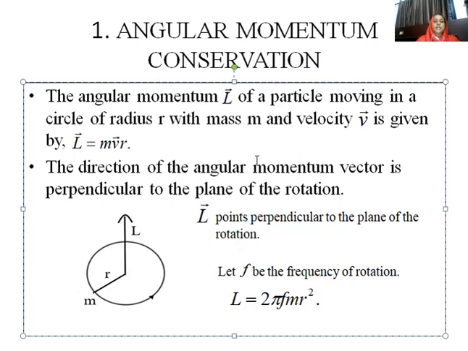The direction of the angular momentum vector is always perpendicular to the plane of the rotation. From this diagram itself, you can see that the angular momentum vector is perpendicular to the plane of rotation. Let f be the frequency of rotation. Then L can be written as 2 pi f mr square, or L equal to I omega. Omega is represented by 2 pi f. I is the moment of inertia, which is given by mr square.